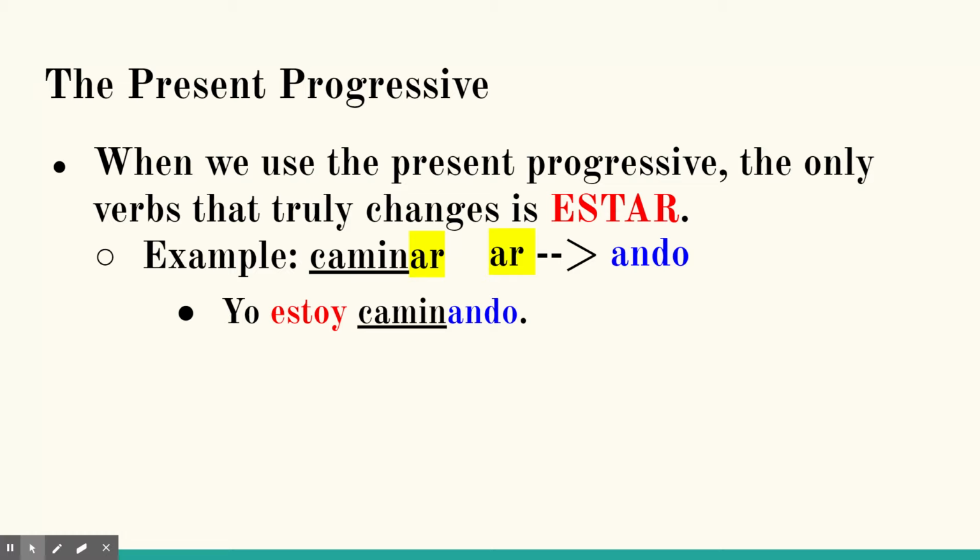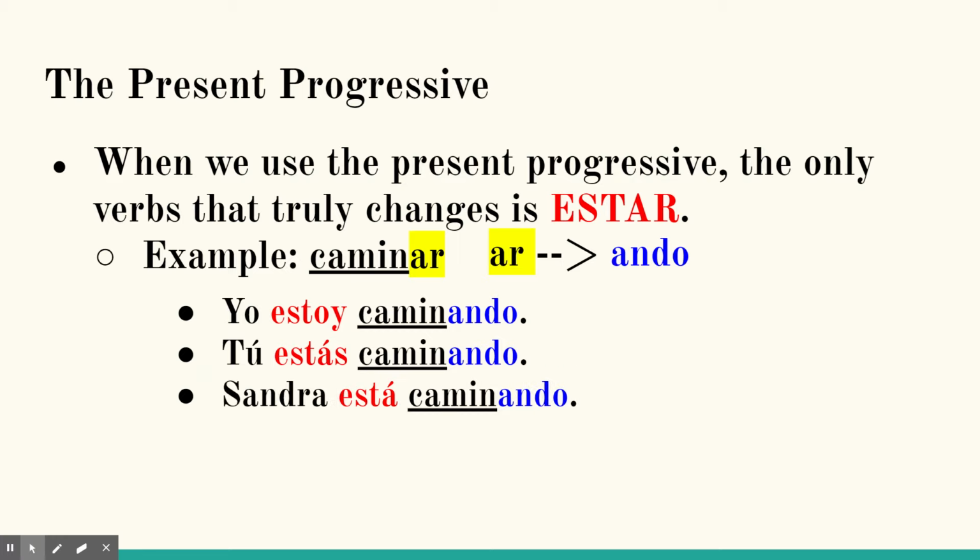Now, if I want to talk about you, and I want to say that you are the one doing the walking, then my sentence changes to tú estás caminando. Notice that caminando stayed exactly the same. There was no difference between the yo estoy caminando and the tú estás caminando. That's because my participle and my stem is the exact same thing. What it's really changing now is the person doing the action, tú. And the tú changes the estar conjugation to estás.